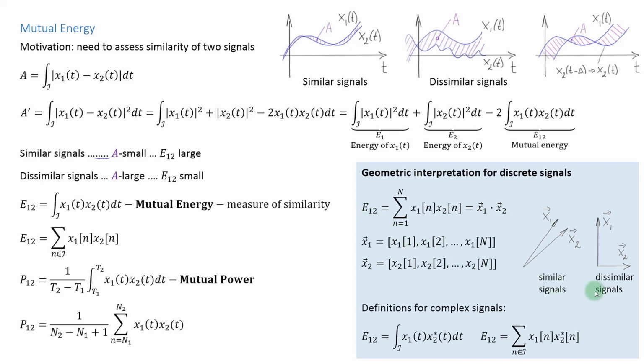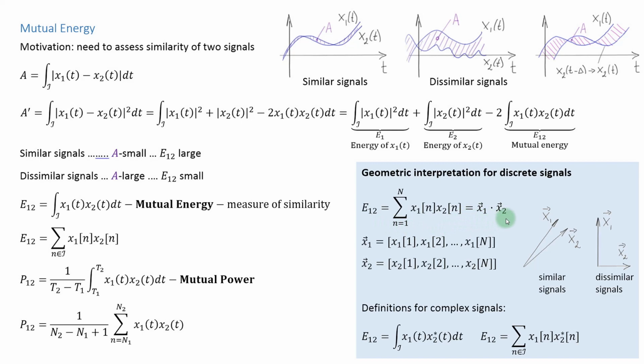In contrast, if my signals are dissimilar, these vectors point in different directions. For example, here I have a case where they are perpendicular to each other. In that case, the dot product of these two vectors is 0. So if my signals are dissimilar, their dot product is small, and that corresponds to the mutual energy being small as well. If the signals are dissimilar, the mutual energy is small. So the moral of the story is that the mutual energy corresponds to the dot product between two vectors.